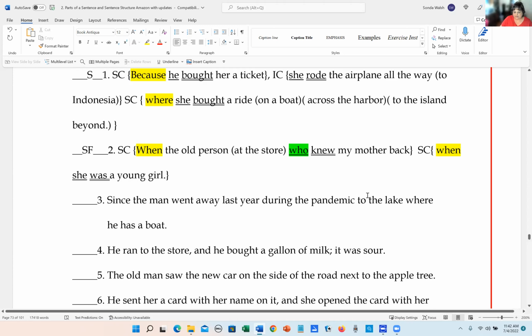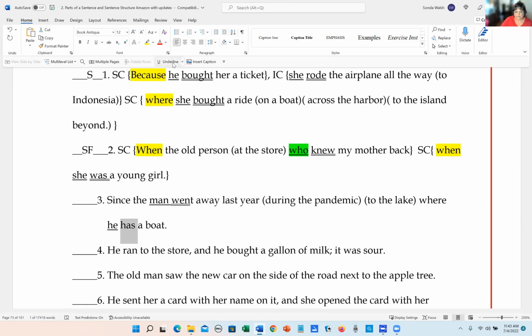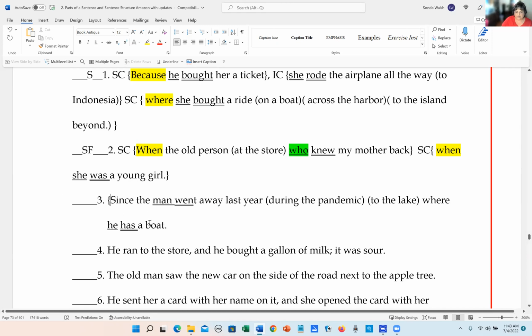To the lake is a prepositional phrase. Let's find our subjects and verb. Man is a subject. Went is a verb. During the pandemic is a prepositional phrase. He is a subject. And has is a verb. All right, so I know I've got 2 clauses here. So I'm going to put a bracket here, and I'm going to put a bracket down here.